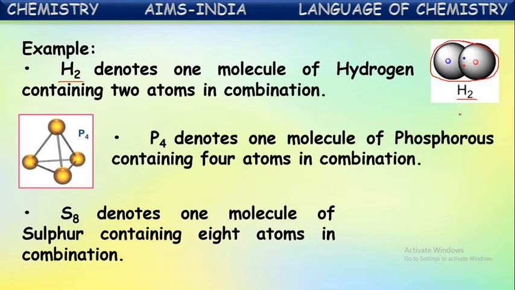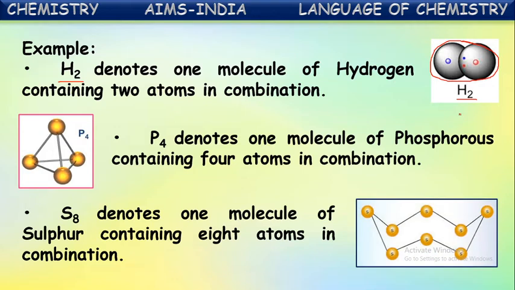S8 denotes one molecule of sulfur containing 8 atoms in combination. Yes, we know sulfur is one of the elements having molecules in which 8 atoms of sulfur combine together to form one molecule of sulfur. So it can be represented simply as S8. It denotes the molecule of sulfur.